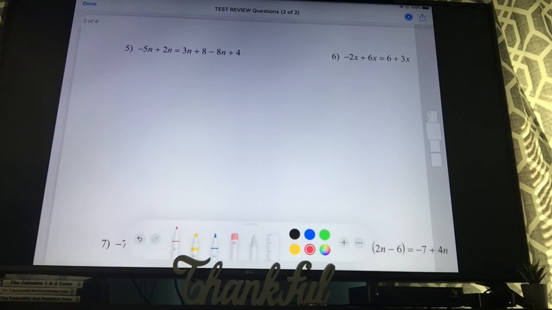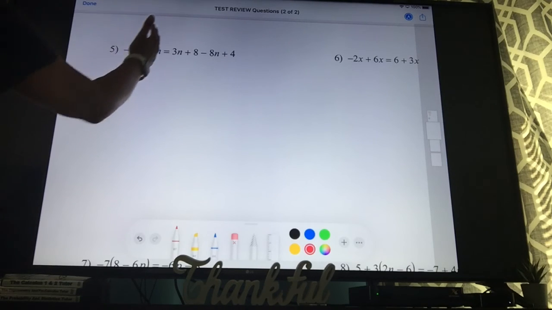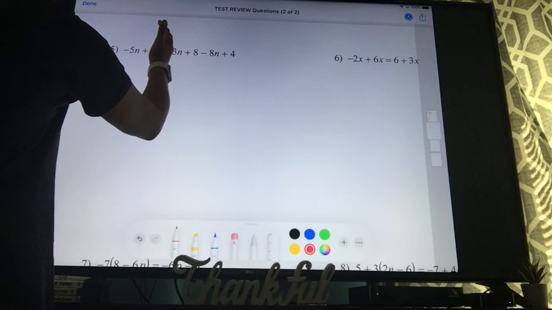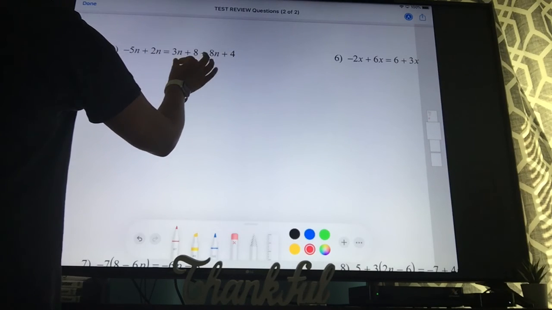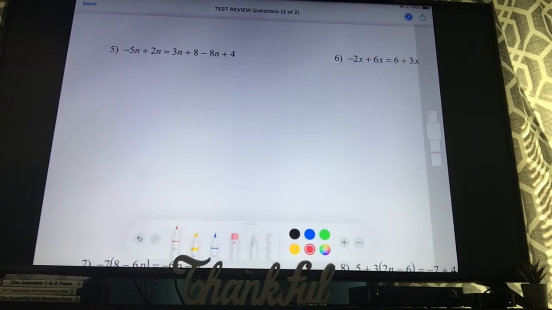Okay, look at number 5. So some people combine all these at the same time. They would go through and combine all the numbers together and combine all the letters together at the same time. You totally can do that. It's a lot less work, but it can be a little bit more confusing.